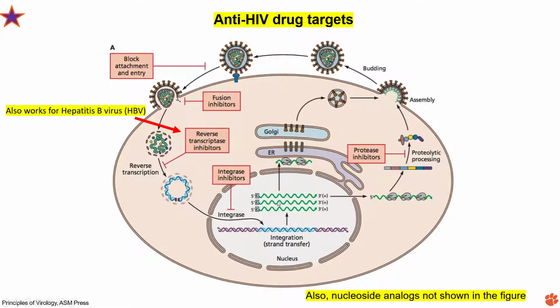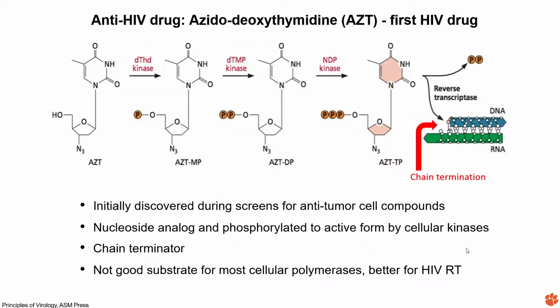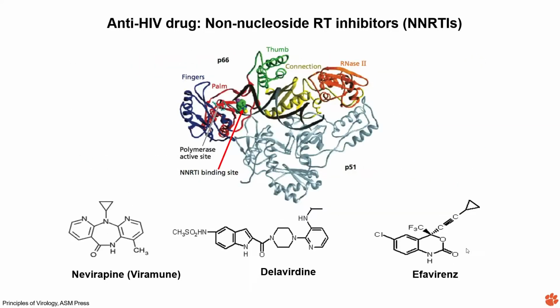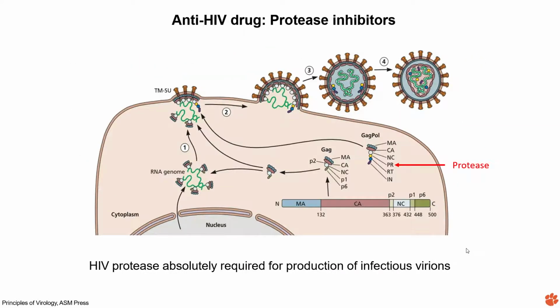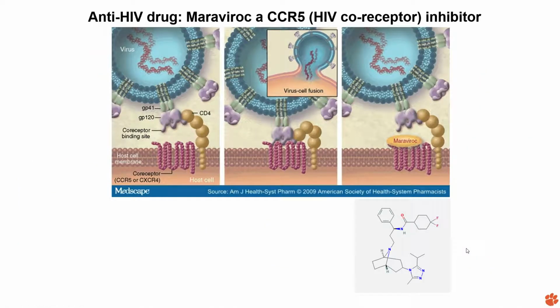The nucleoside analogs, you know how they work: they cause chain termination. So that's basically nucleoside analog chain termination, but the details of those are really not required.